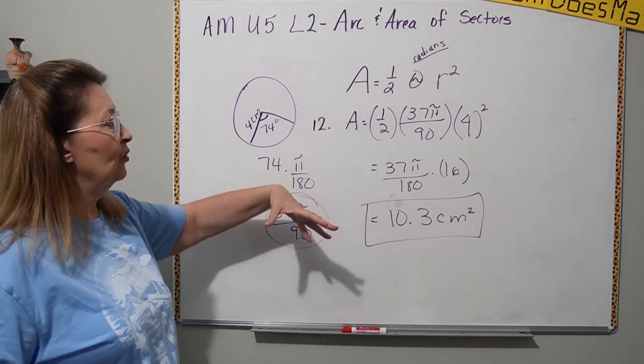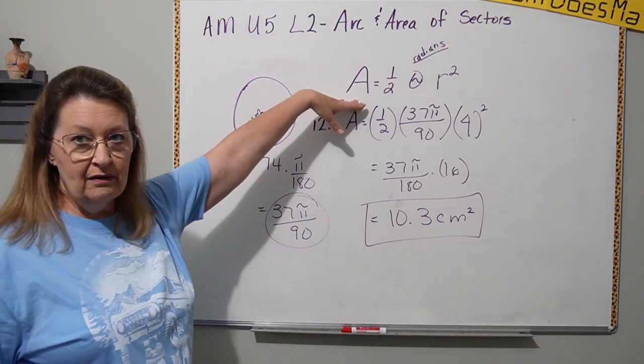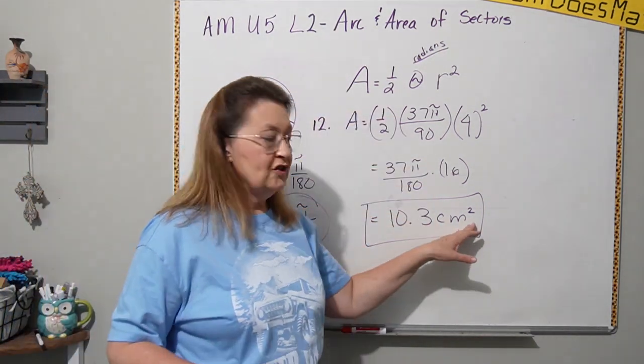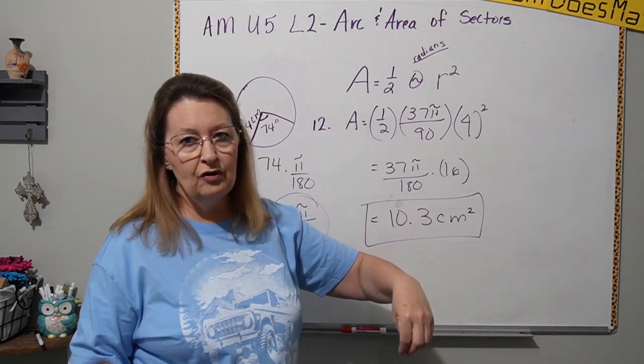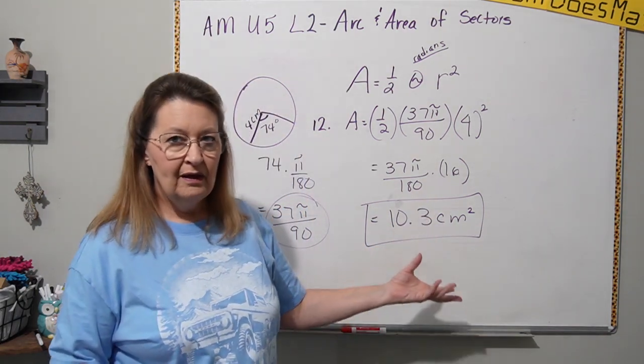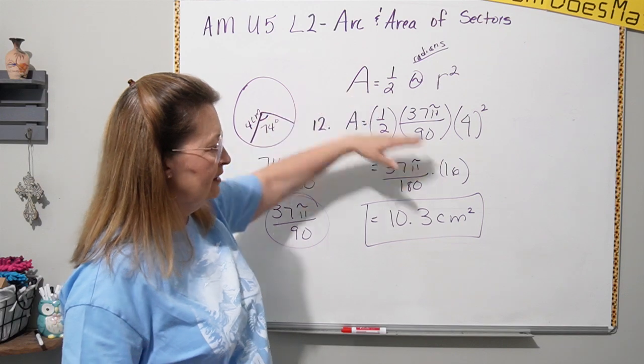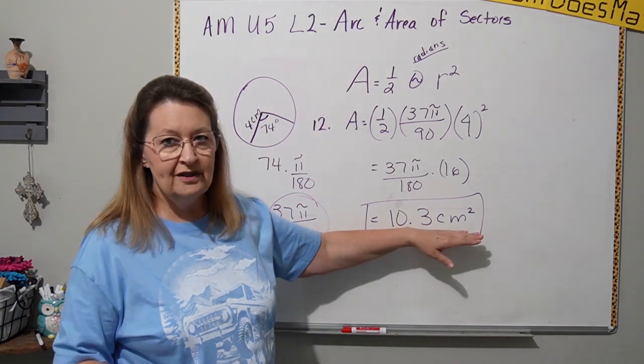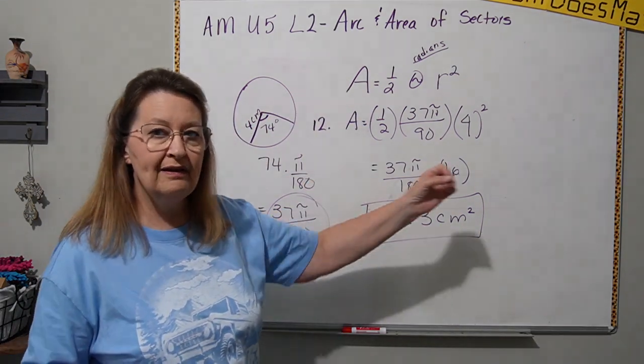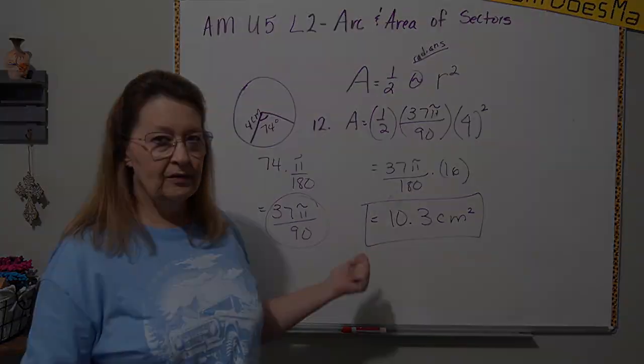Now, how do you know whether to put your units in plain centimeters or squared centimeters? Well, it depends on what you're looking for. Anytime you are looking for area, your unit is in square units. It's just if you found area, then that unit is squared. If you found length, that unit is not squared.